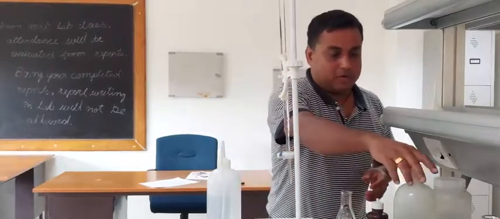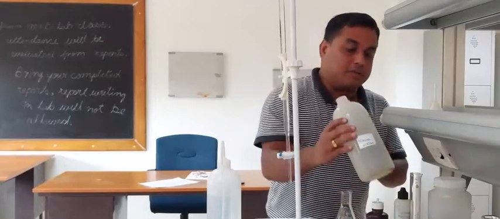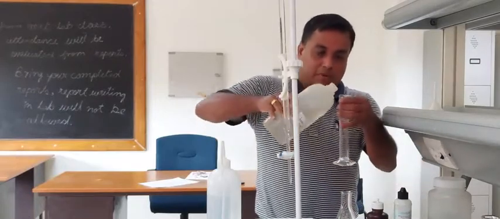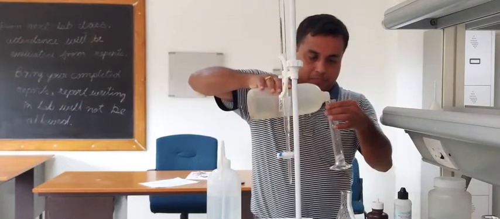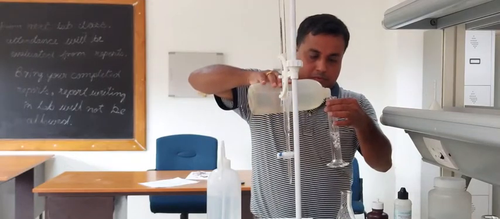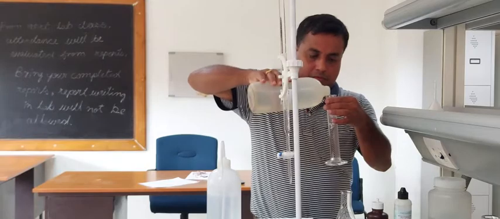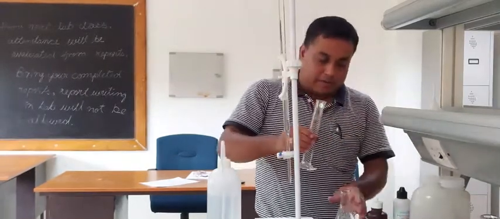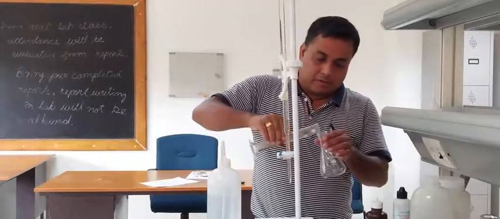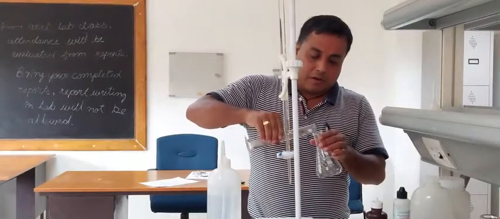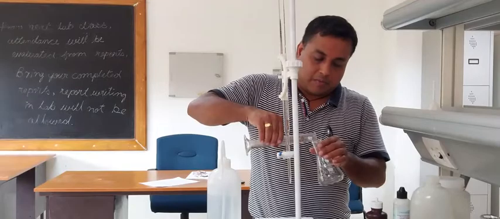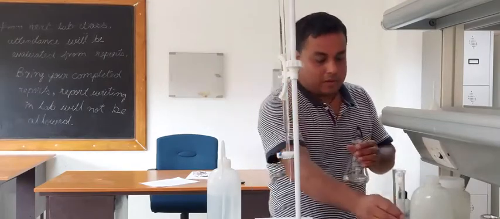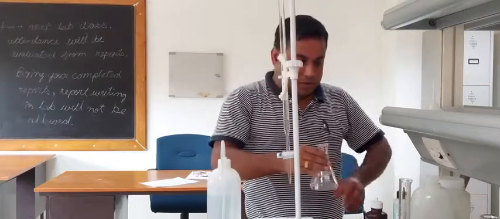For example, river water. This one is river water collected from the Brahmaputra river. I will take here 50 ml of sample, and I will transfer it to a conical flask. All the glassware is washed with distilled water before starting. So here I am putting 50 ml of the river water.